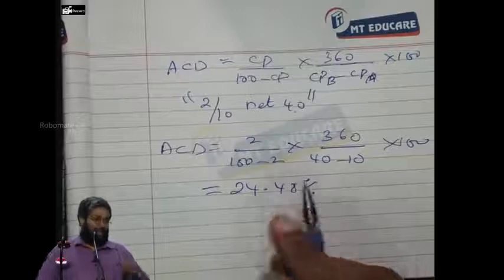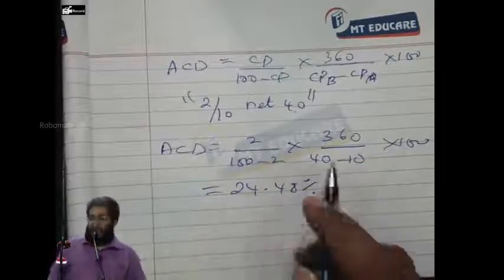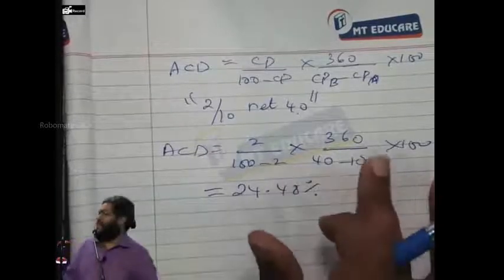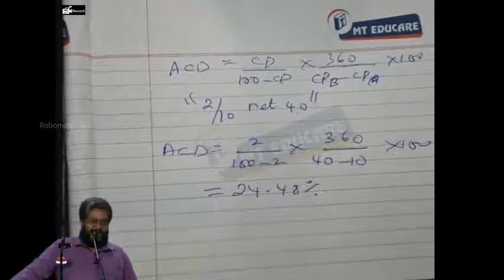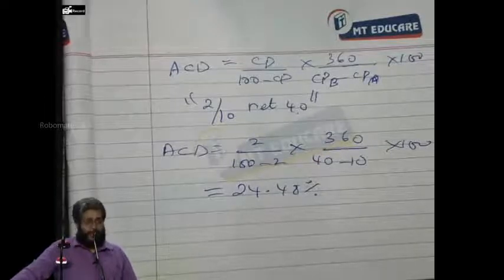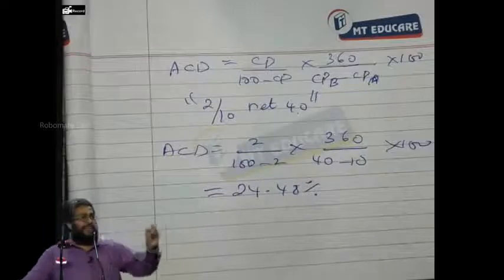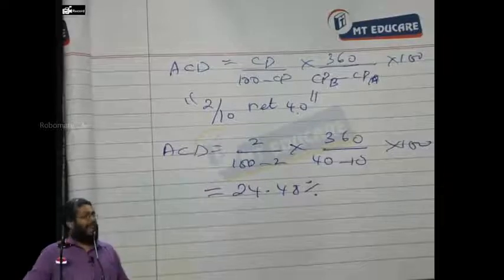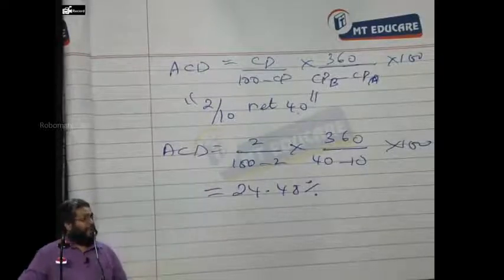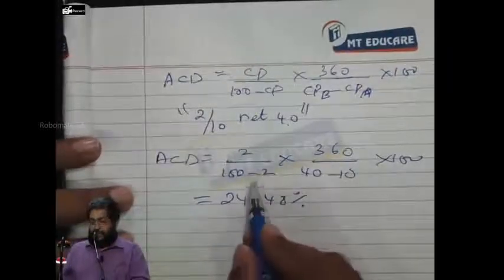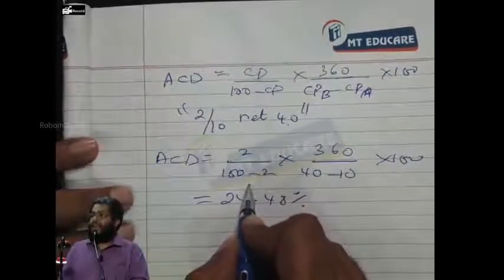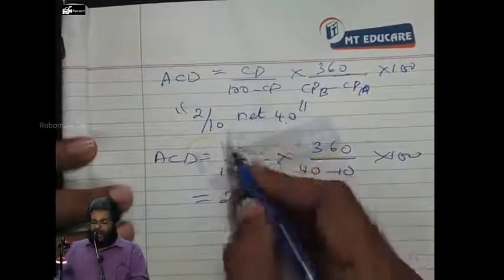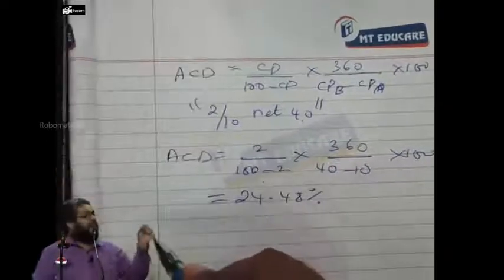I receive money. How many days earlier? 30 days earlier. How much do I receive 30 days earlier? 98 rupees. Correct? So the customer is funding me: instead of 40 days, in 10 days he is giving me 98 rupees. On that only I can earn my interest. For getting this 98 rupees, I am paying 2 rupees as cash discount, yes or no? So it is 2 divided by 98 is the cost of discount.